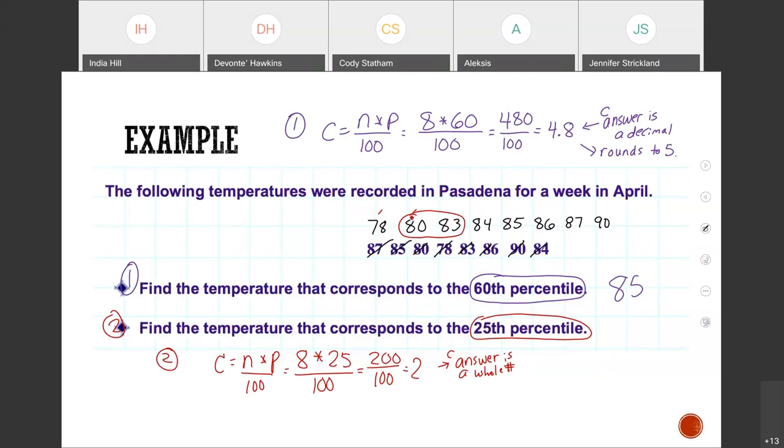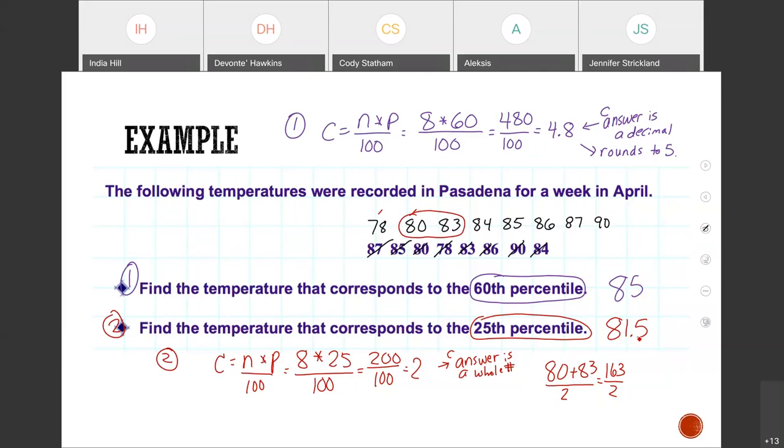Sometimes I can just look at it and tell what the middle point is, but if I can't, then I'm going to have to add those two numbers together and divide by 2. So 80 and 83 make 163. Divide that by 2 and that gives me 81.5. So that is my answer. 81.5 is the temperature that corresponds to the 25th percentile.